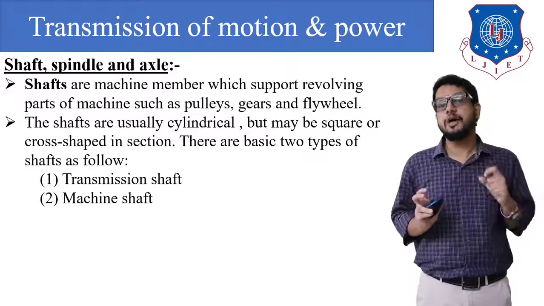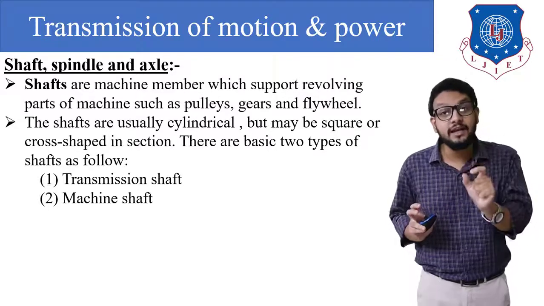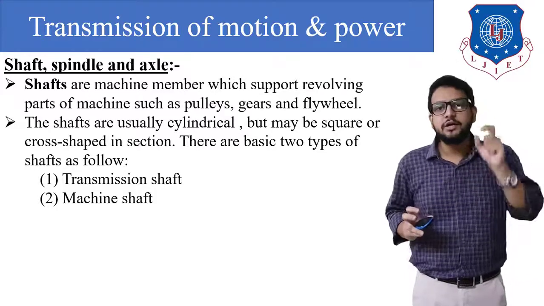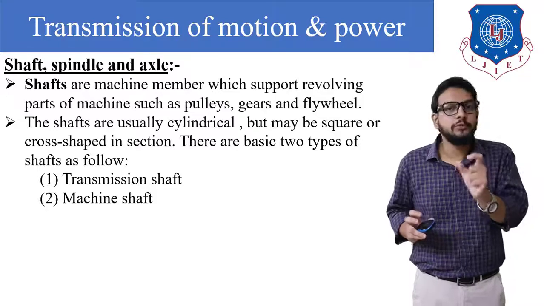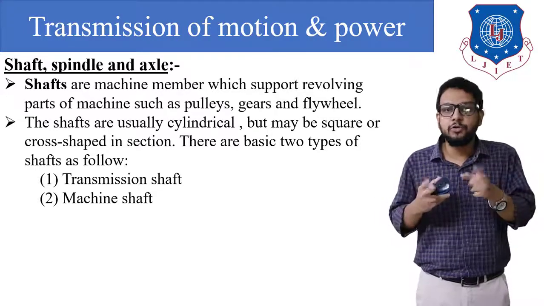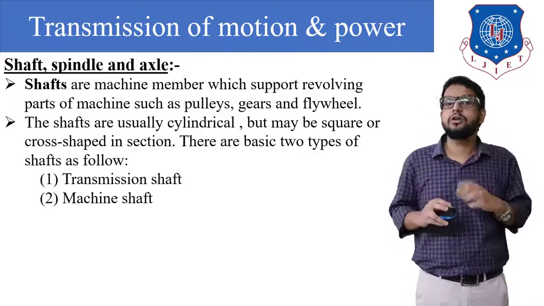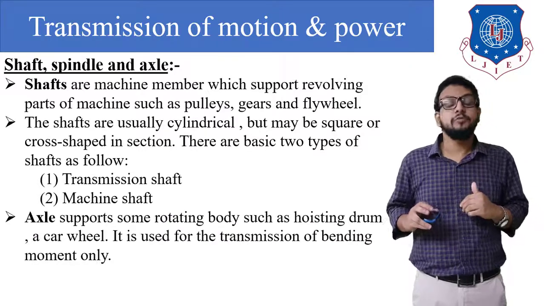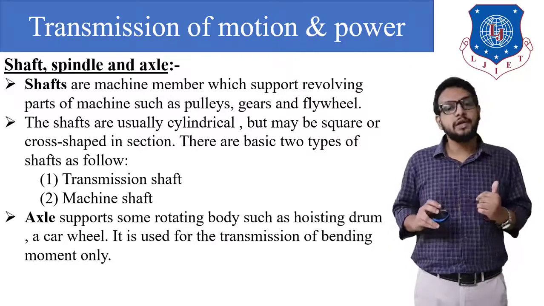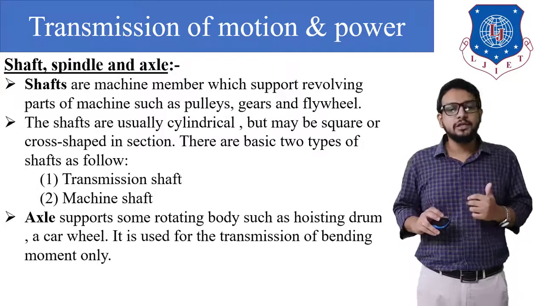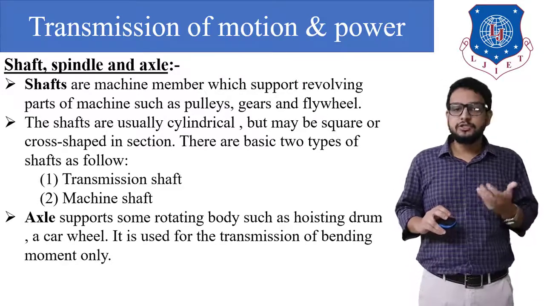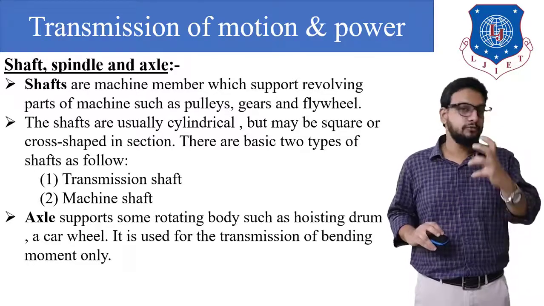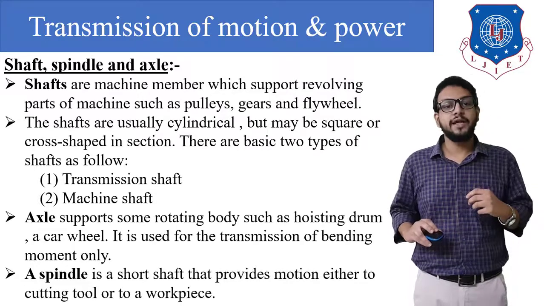Similarly, second is a machine shaft. The shaft which is directly connected to a machine is called a machine shaft. Basically, a driving and a driven shaft are called machine shafts, and a shaft in between both of them which is going to transmit power is called an intermediate shaft or a transmission shaft. Next is an axle. An axle supports some rotating body such as hoisting drums or a car wheel. It is used for transmission of bending moment only. So it is going to absorb and transmit bending force. Remember that, bending moment.